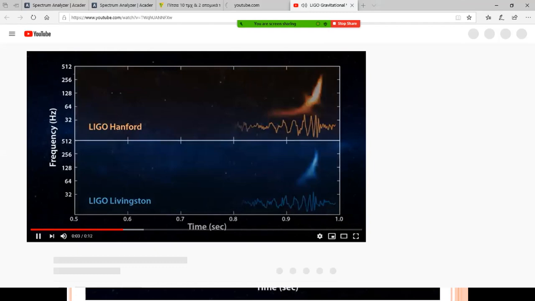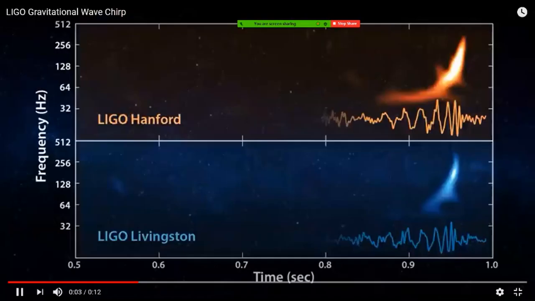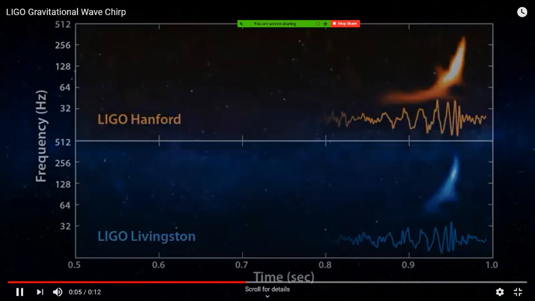Do you hear it? Yes. A question would be, okay, why does a gravitational wave sound like that?